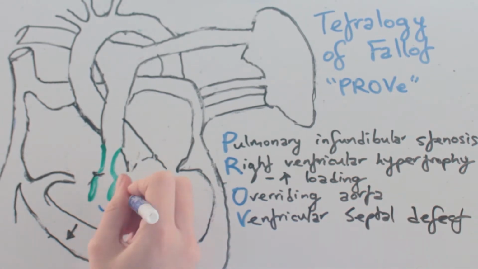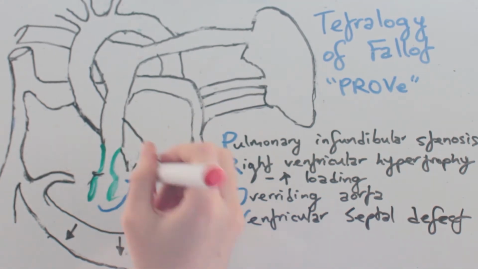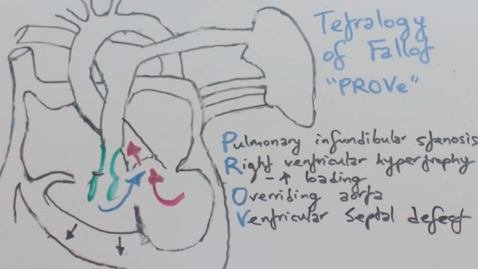When the blood can't get through the narrowed pulmonary trunk, it's shunted from right to left, entering the systemic circulation via the overriding aorta. Tetra means 4, so we can remember these 4 defects which occur together to produce a shunting of deoxygenated blue blood from right to left as it struggles to get through the narrowed pulmonary outflow.